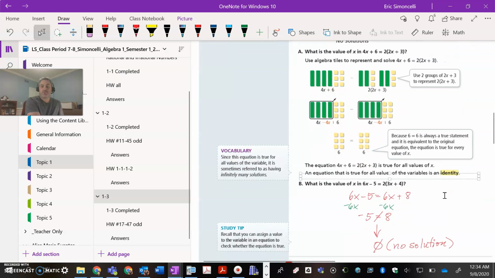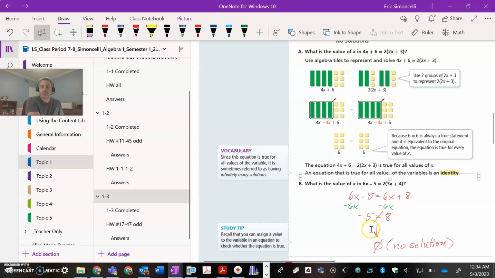In part B, we'll do a similar type of analysis, except we'll actually do the algebra without making algebra tiles or seeing the algebra tiles work their way out. In this case, 6x minus 5 equals 2 times the quantity 3x plus 4. If you distribute the 2, on the right side you'll get 6x plus 8. If we subtract 6x from both sides, they cancel out on both sides, leaving us then with negative 5 equals 8. Now I crossed off the equal sign.